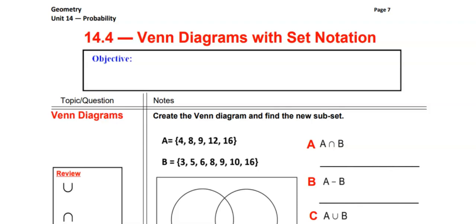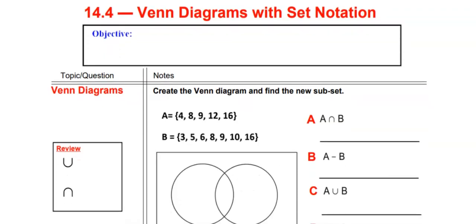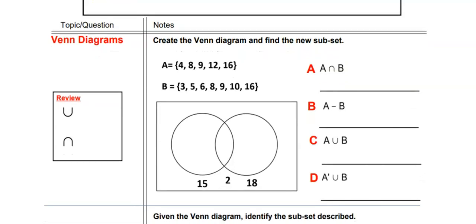Hey, this is 14.4, and in this lesson, we're going to be using Venn diagrams once again, but this time to go into a little bit more detail and to also introduce you to something called set notation. So we're going to start off on the left-hand side with a little review from last lesson. In the last lesson, we actually went over quite a bit of what we need for this one here.